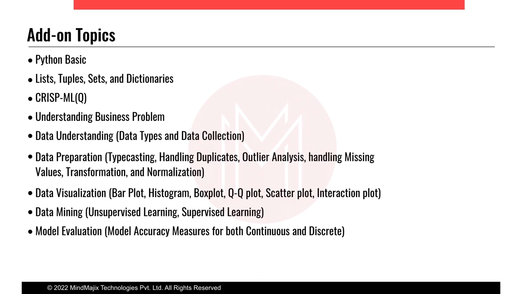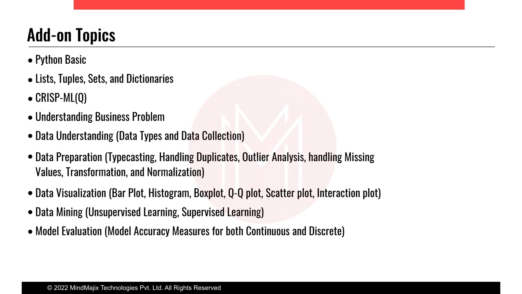When it comes to graphical representation, in this course we will be learning different charts like bar plot, histogram, box plot, QQ plot, scatter plot, and interaction plot, and I will be explaining when to use these plots and how these plots are helpful to you. For example, when it comes to outlier analysis, we use box plot to find the outliers.